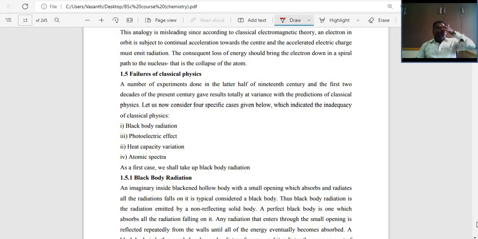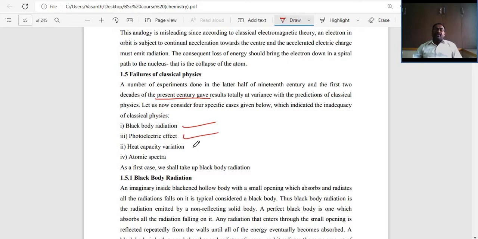A number of experiments done in the later part of the 19th century and the first 2 decades of the present century gave results totally at variance with predictions of classical physics. Some of the concepts are not explained by classical methods, like black body radiation, photoelectric effect, heat capacity variation, atomic spectrum.